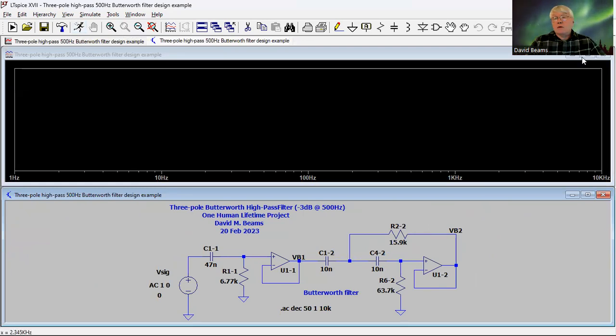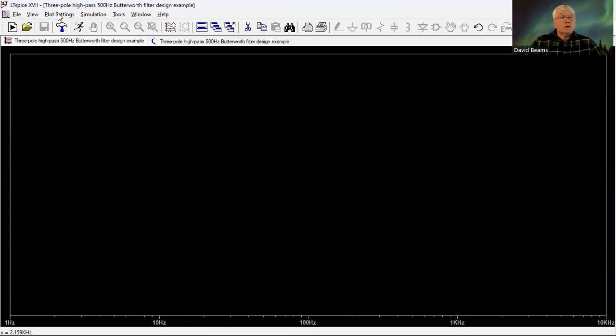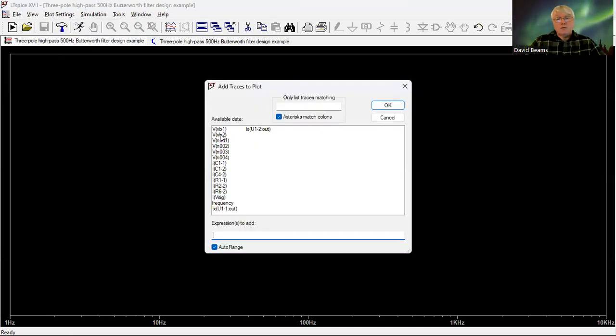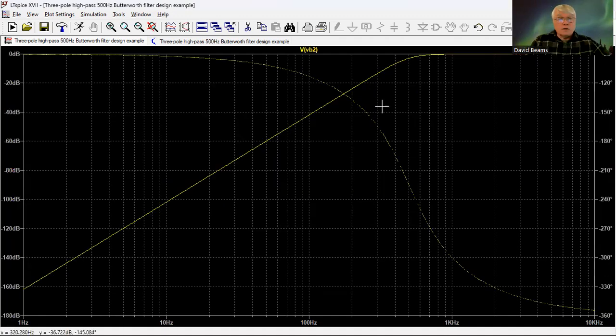Let's maximize just the graphical display window. Let's add a trace. I had labeled the output of this high-pass filter as node VB2, so the voltage at VB2 is what I want to look at. You notice that the response at high frequencies is uniform and is 0 decibels, what we wanted. And it certainly appears to be a maximally flat response. Does it meet our 3 dB at 500 hertz criterion?